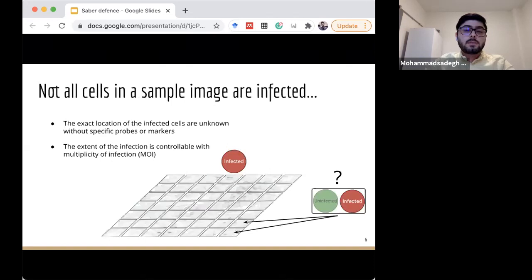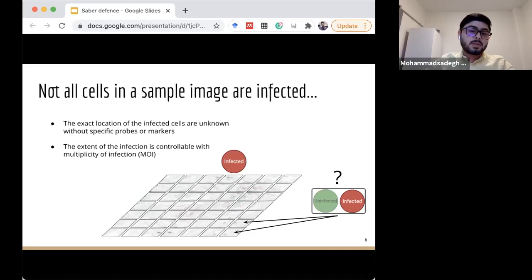But first, to be able to design a model to extract morphological features that we are looking for, we need to understand how an infectious agent spreads. When a sample cell population is infected with a virus, only a portion of the cells are infected. And this portion is mostly controlled by the multiplicity of infection. That is the number of virions that are added per cell during the infection procedure.